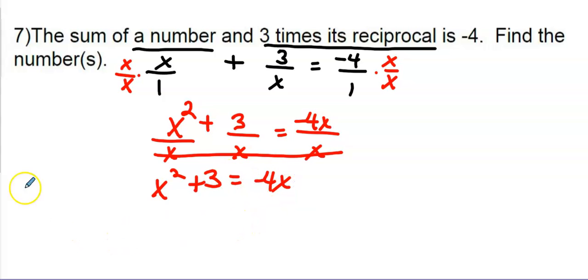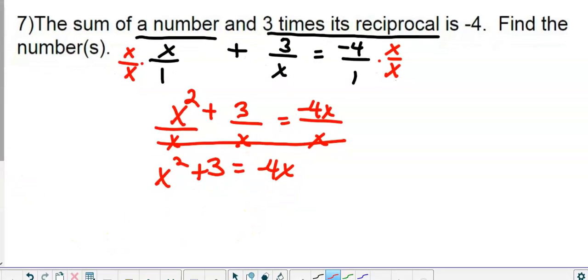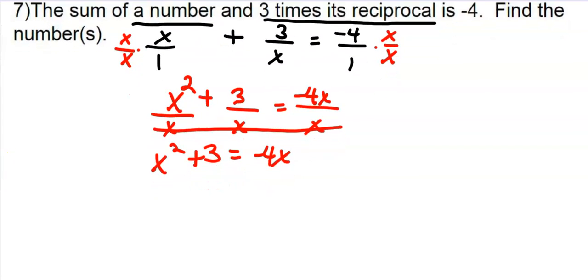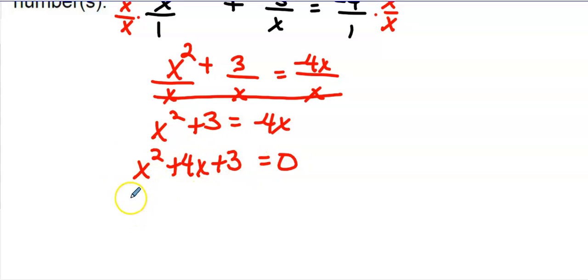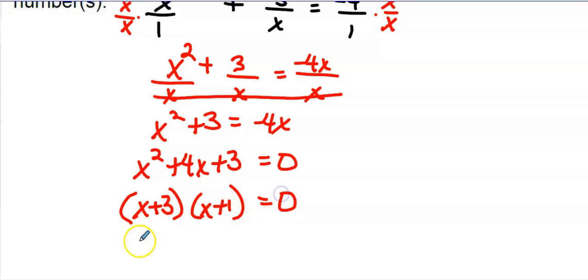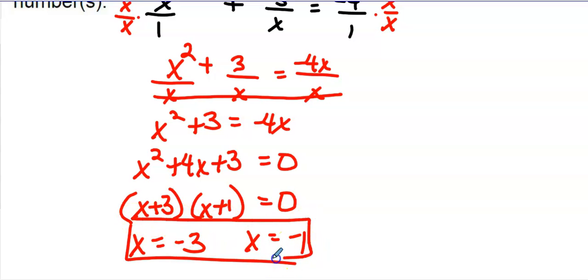This one is solved exactly the same way the one a while ago was. I'm going to add 4x over here. x squared plus 4x plus 3 equals 0. Factor this part right here. This is going to be x plus 3, x plus 1 equals 0. x equals -3. I'm not going to set it up equal to 0. We know it's the opposite. x equals -1.